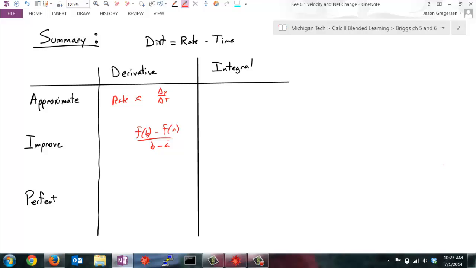So I use that idea to improve my approximation. But then the last step is to perfect my approximation. I'm going to take that and I'm going to use the limit idea to generate a perfect answer here. So for instance, in this case, we could look at the limit as b approaches a of this thing.